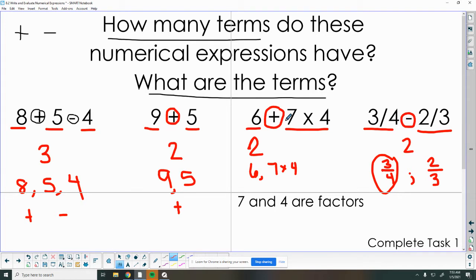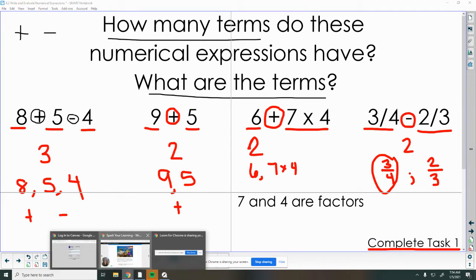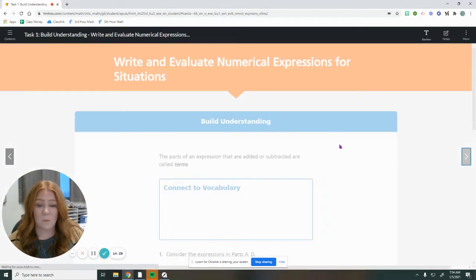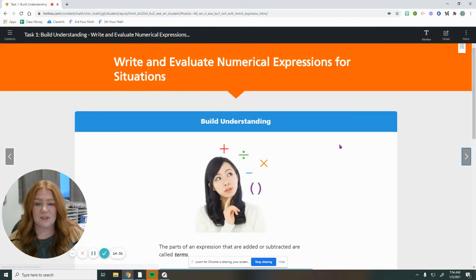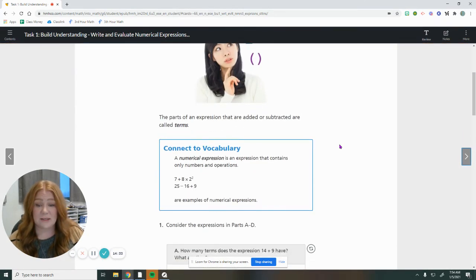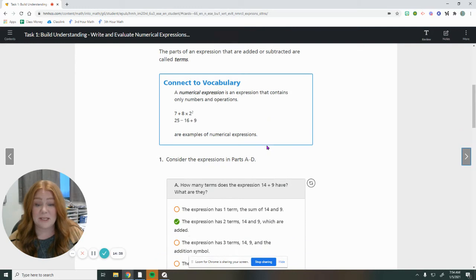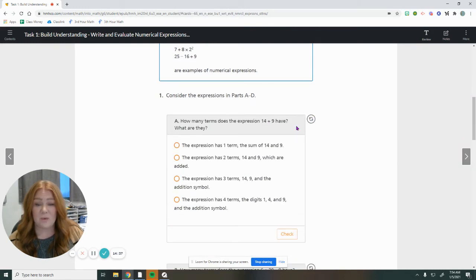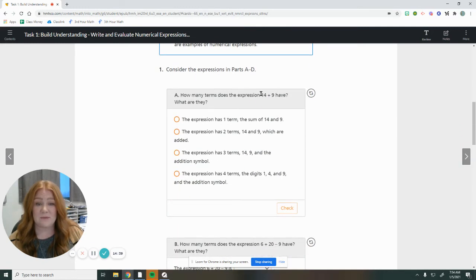Everything between those is a term, and then you can tell me were the terms added, were there factors, were there quotients. So I want you to go ahead and try task 1 here. Task 1 just went over those same vocabulary words that we did, those numerical expressions, and then you are going to go through and read the expression.